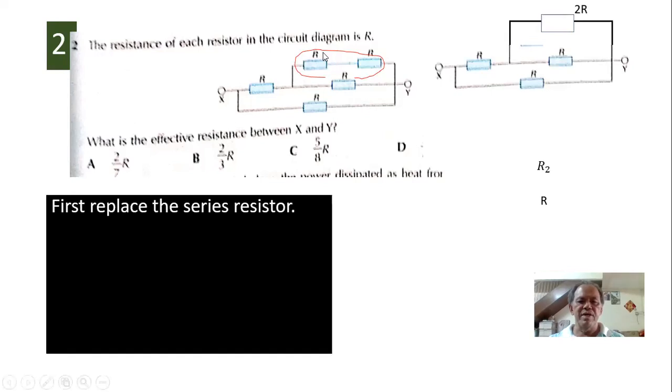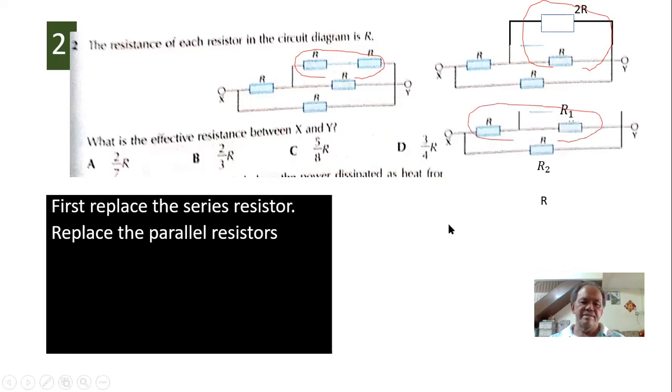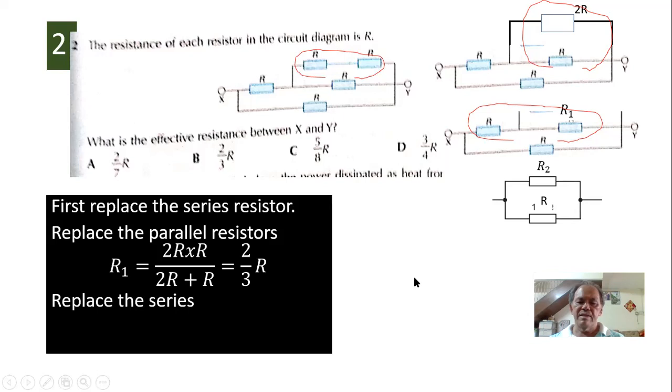First, replace this one with 1. Then after that, replace these 2 you add together, which is 2R. Replace this parallel one, so it's 2R. These 2 are in parallel, so calculate it out. You get 2/3 R. Then after you replace this one, it becomes 1. Then replace the series one. Then you will get that one there. Go and calculate the series one, R and R1.